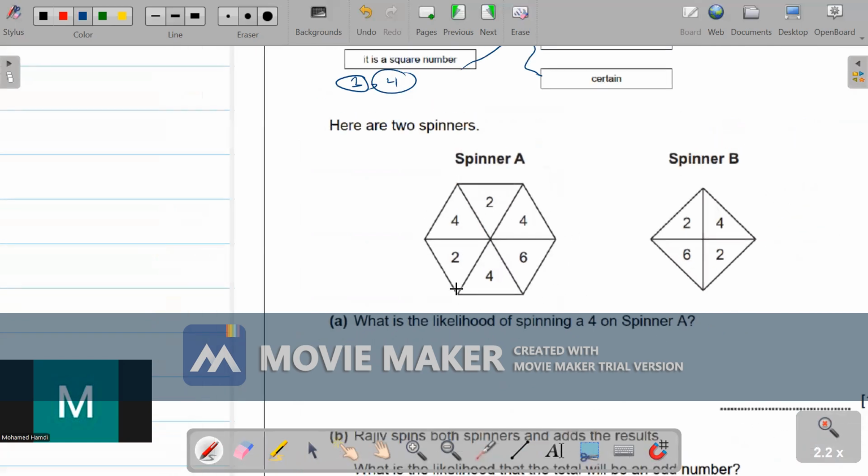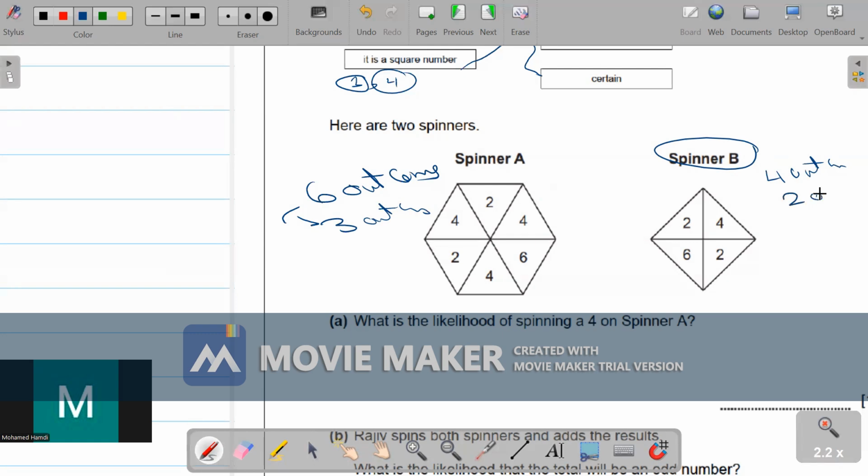The second question, we have two spinners. The first spinner has six sections or six outcomes. Then you need to get the half of the number of outcomes, which is three outcomes. On spinner B, we have four outcomes or four sections. The half of them is two outcomes or two sections.